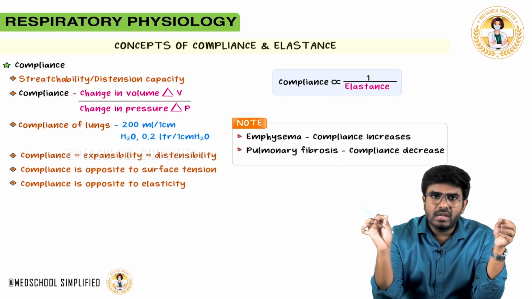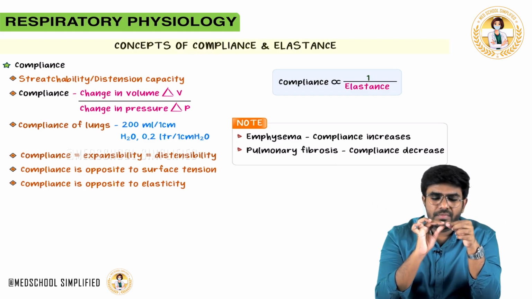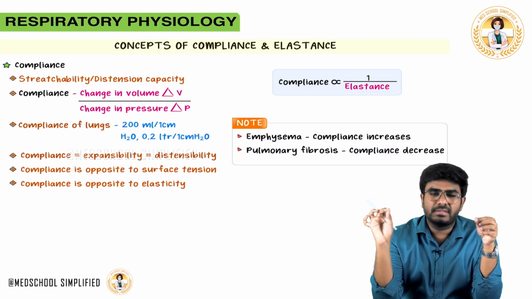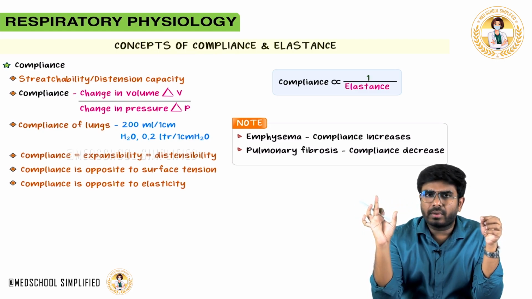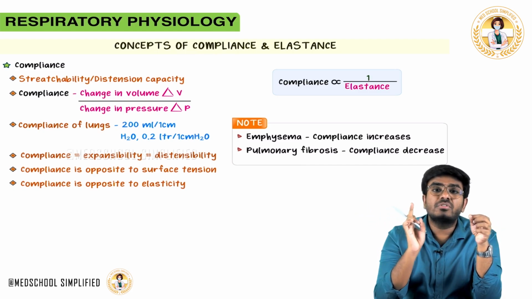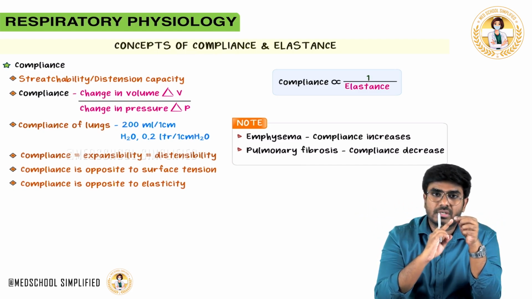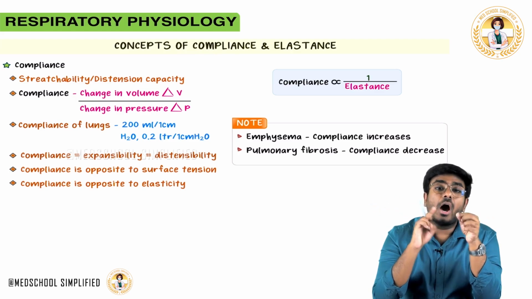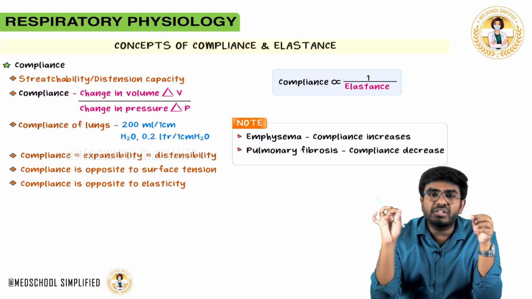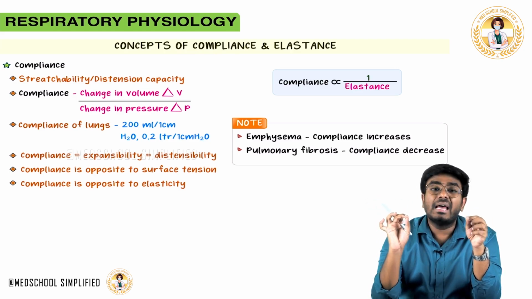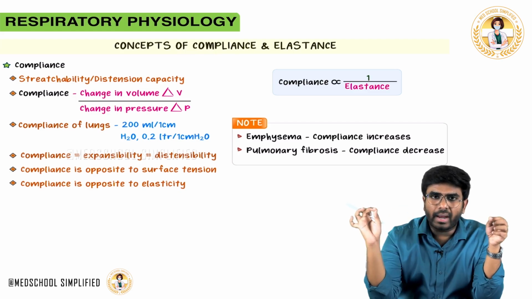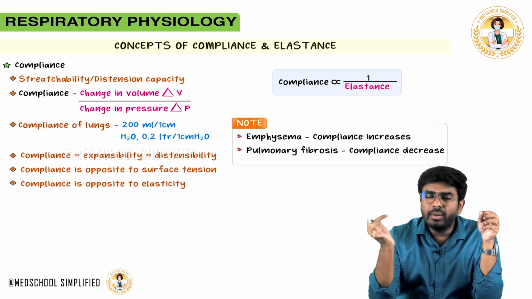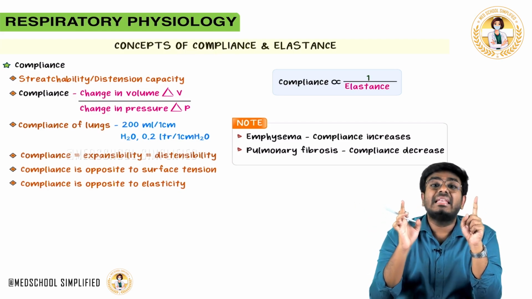Then what is elastance? For example, imagine I am taking a rubber band. Now, I am just stretching it. So, this stretching is called compliance. The moment I leave this rubber band, it is going to come back to its original position. So, recoil in nature, getting back to its original shape or resisting the deformation in its shape is called elasticity. So, rubber band, if I am stretching it, that is compliance. Leaving the rubber band, it is going back to its original position, it is called elastance.